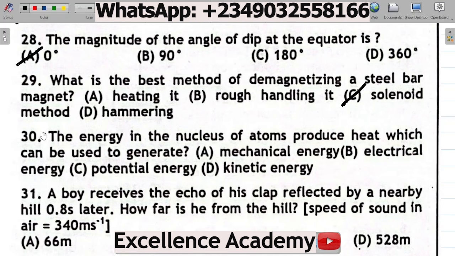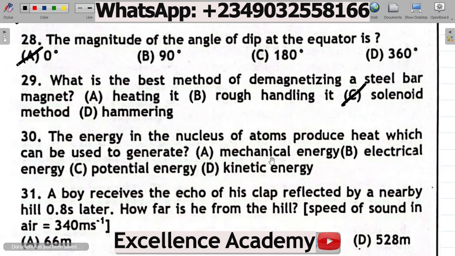Finally, question 30. 30 says the energy in the nucleus of atoms produces heat, which can be used to generate A, mechanical energy, B, electrical energy, C, potential energy, D, kinetic energy. So what's the answer to this question?